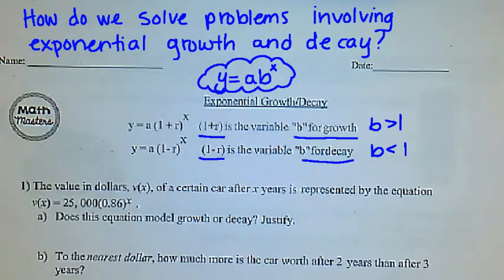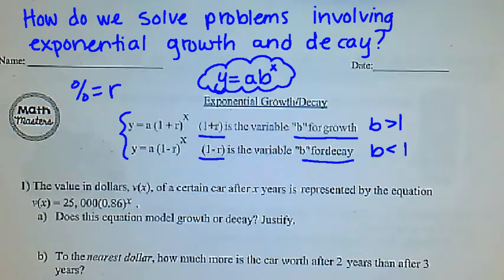So when you see a percent, okay, when you see a percent, you should be thinking that, okay, we have a rate, so we're going to have to use one of these two equations. Okay, so if your b value is greater than 1, so basically if the term or quantity that's being raised to the x power is bigger than 1, it's going to be growth.